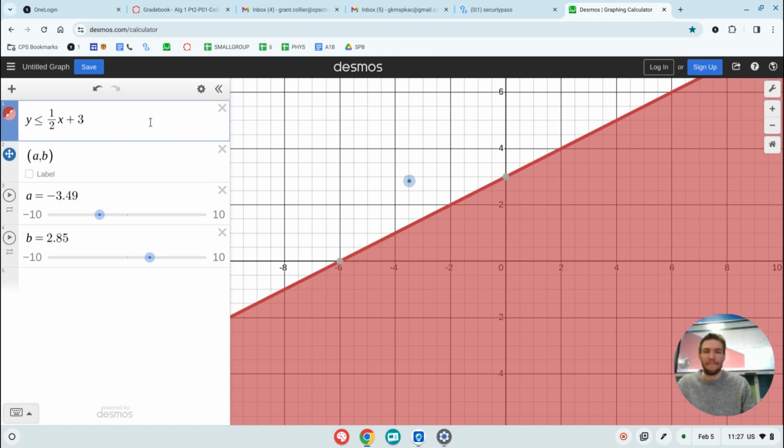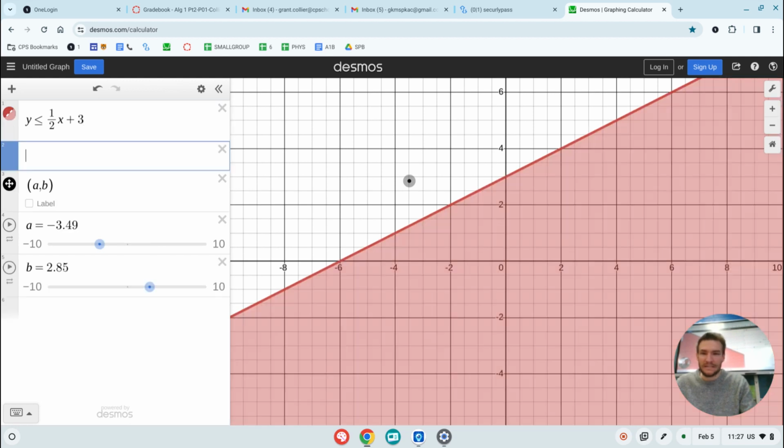Here's what's going to happen. I'm going to change this color. Let's make it black. I'm going to press enter, and I'm going to type in a new line.